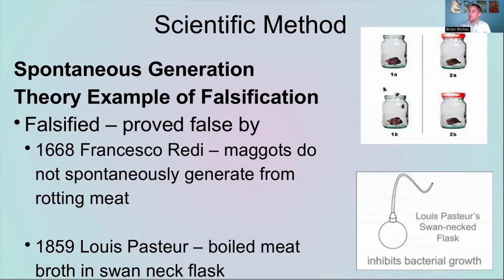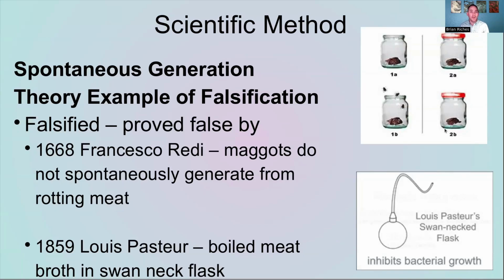My face might be covering up some of these images here, but there's a glass jar that's open to the air with some meat in it, and a glass jar that's closed to the air with meat in it. He put both of them out in the same environment, and lo and behold, the glass jar that was open to the air developed maggots. The one that was closed to the air did not. And so, poof, everybody abandoned spontaneous generation. It was never a thing again. People didn't ever think of it. No, that's not the case.